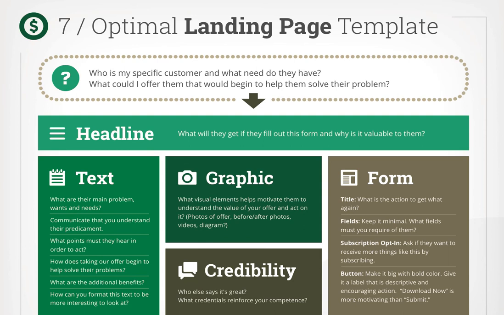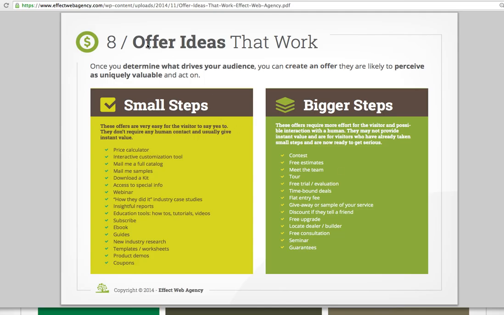But as you may have seen from the offer ideas page, there are small steps and there are big steps, and getting somebody to contact you for a free estimate or a free consultation is a big step, because it means this person has to admit they really want it and they have some commitment in terms of time. They're going to be dealing with a human being, which takes a lot more effort than a small step, which might be an instant value thing like using a price calculator, downloading a kit, mailing me samples, or getting a piece of downloadable knowledge.